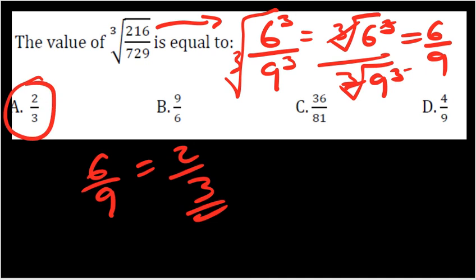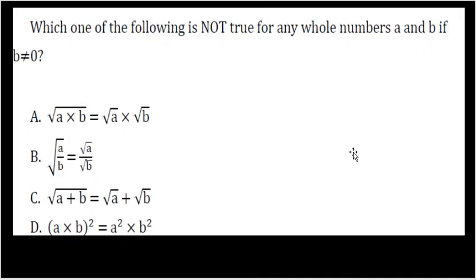You need to complete until the end. Okay, the next question. This is going to be the last question for today. It says, which one of the following is not true for any whole numbers A and B.